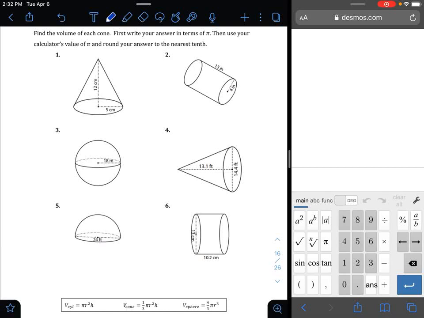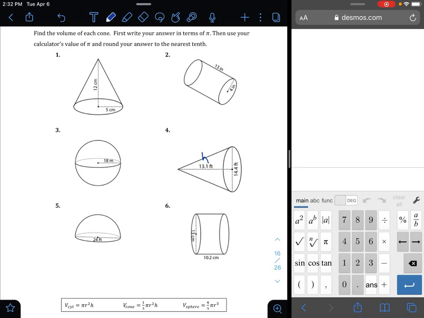Number 4 is a cone that's just tipped over. The height is still this measurement right here. This 13.1 is still the height, because if it were tipped upright like number 1, it would be the up and down measurement. So even though it's tipped over, again, that's still the height.